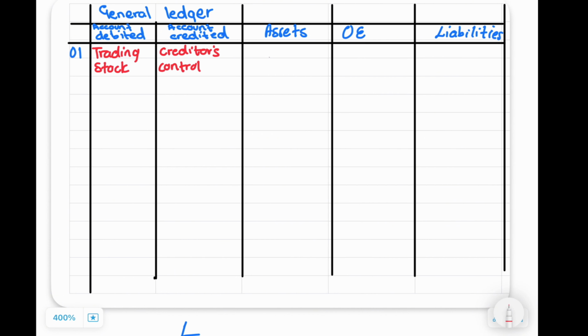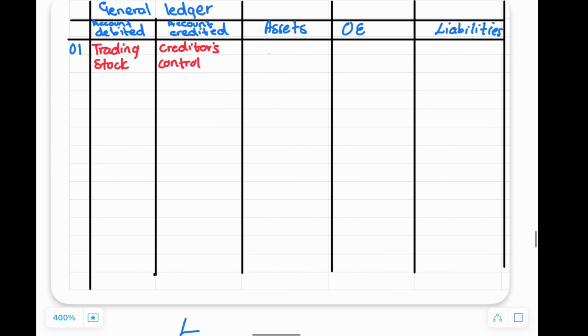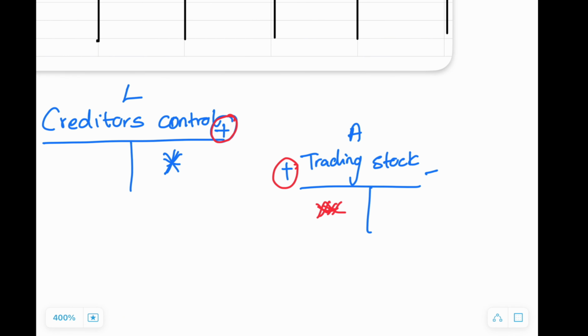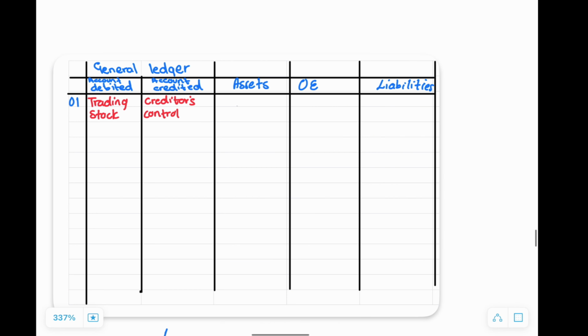So now we get to the accounting equation part. We have to show the effect with the amounts. Our trading stock, we already said that it is an asset account, right? So what is happening to our assets? We said our assets are increasing here because we are buying more stock. So in our assets, it is going to be a plus 9,720, because that is the amount that we owe.